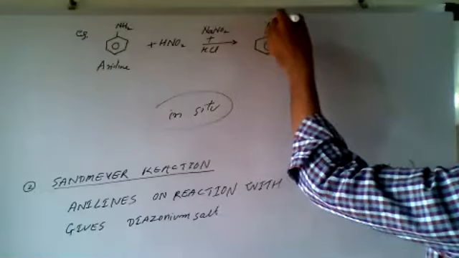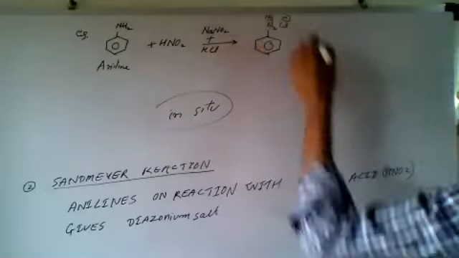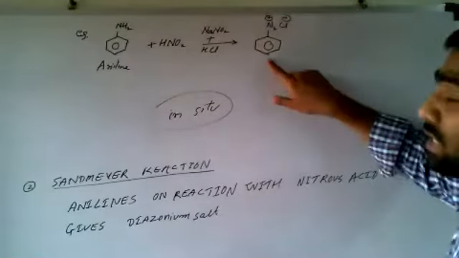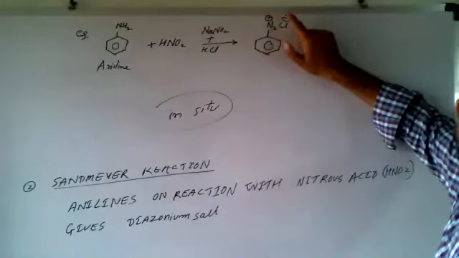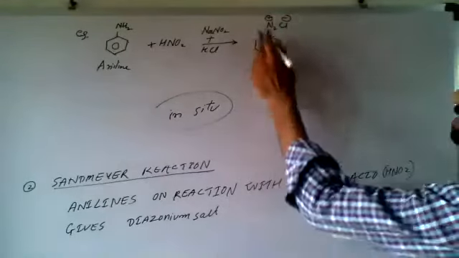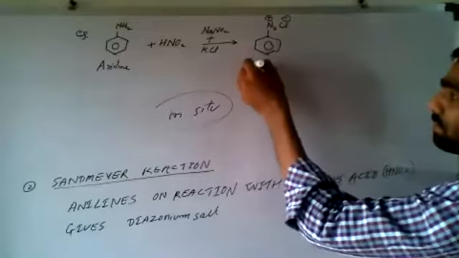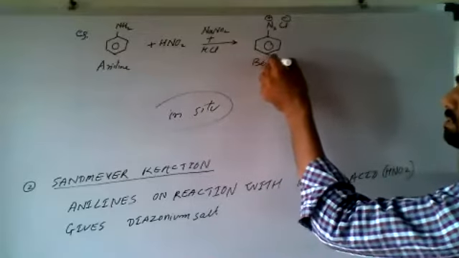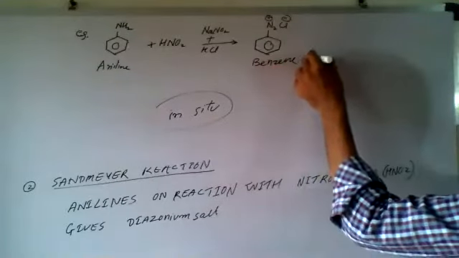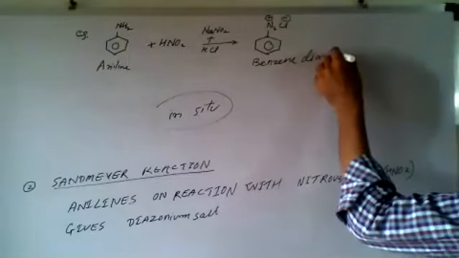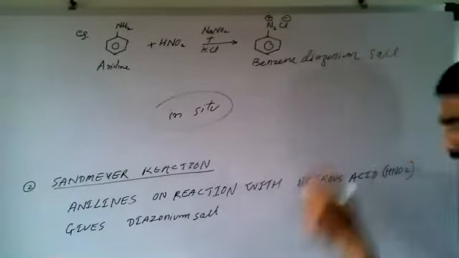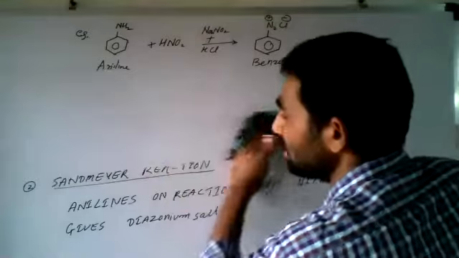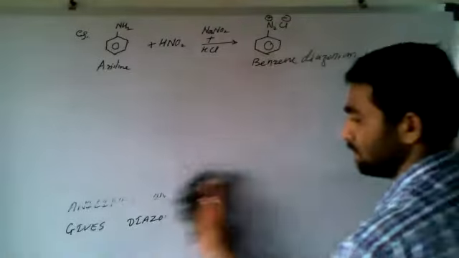So remember this. This is the benzene ring. There is N2+ and Cl-. This is called benzene diazonium salt. Now what will happen with this diazonium salt?